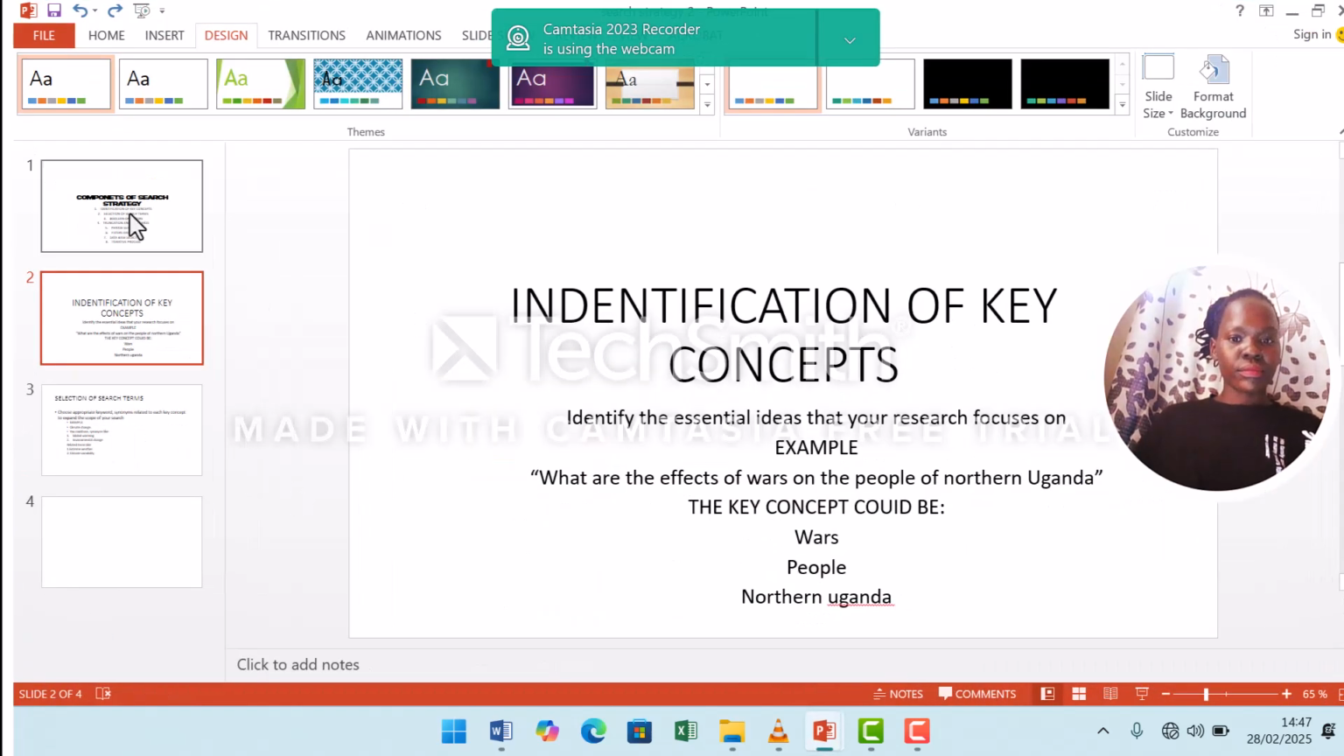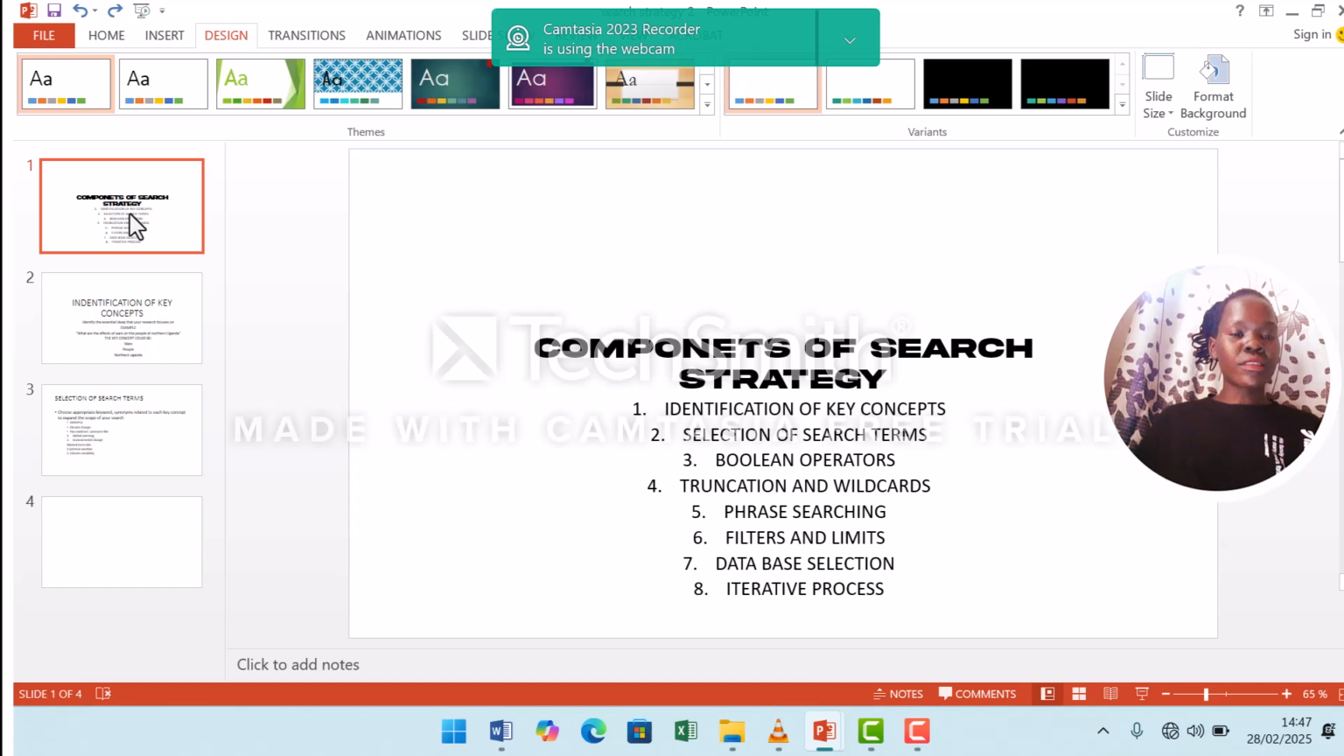Actually, our first slide here is outlining for us all the components of site strategy. As I said, the first one is identification of key concepts, then selection of site terms, Boolean operators, truncation and wildcards. Then we have researching, we have filters and limits. Then the seventh one is database selection, then interactive process.